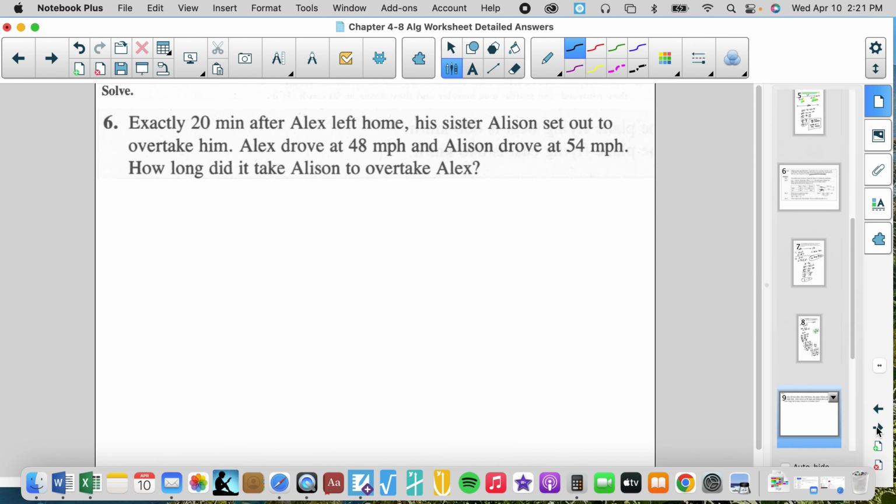It works. Exactly 20 minutes after Alex left home, his sister, Allison, set out to overtake him.